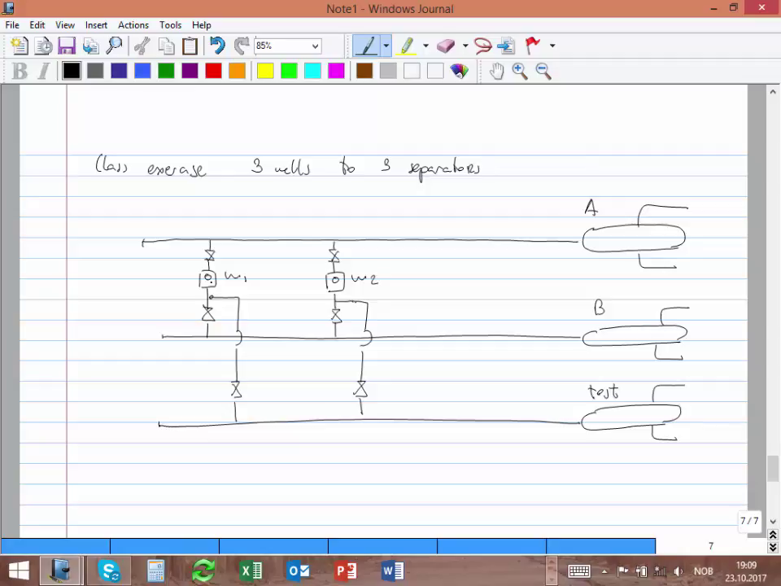So what happens in this arrangement if I want to produce well one to A? This valve has to be open. This one, close. And this one, close. Well one, I want to produce only to A. Closed. And well two, let's say I want to produce to test. This one, close. This one, close. This one, open. Open.